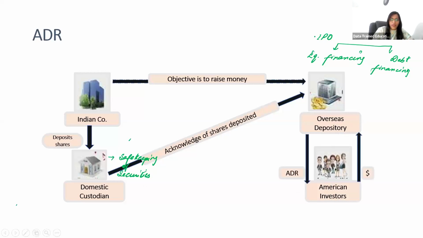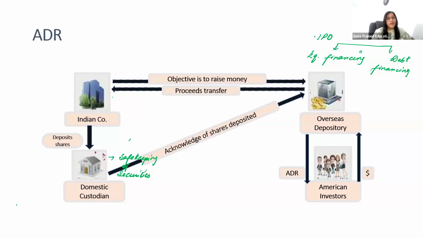And these American investors will give money, according to the number of shares they have received. For example, in an IPO, there is a debit of funds from our bank account with respect to the shares we receive as an allotment. So here also they provide money and they receive the ADRs, American Depository Receipts, in their accounts. Now, how will the proceeds be transferred once this money is received in dollar form? There will be some charges. Charges will be debited, and thereafter the rest of the amount will be transferred to the Indian company.